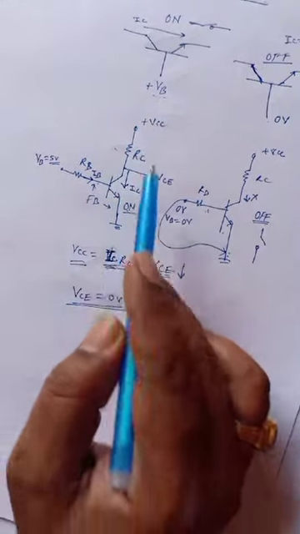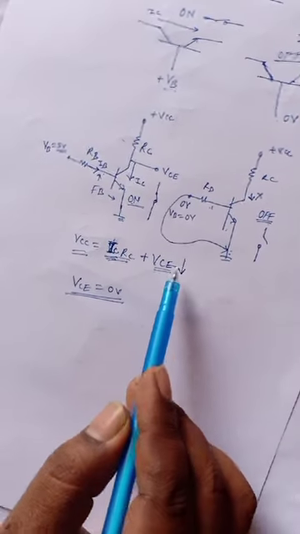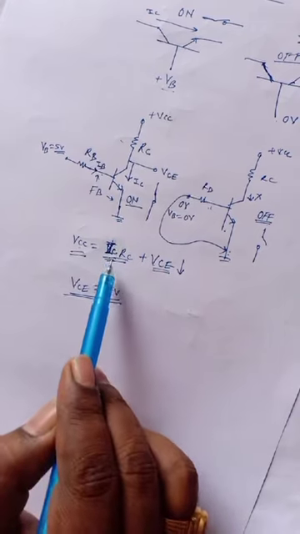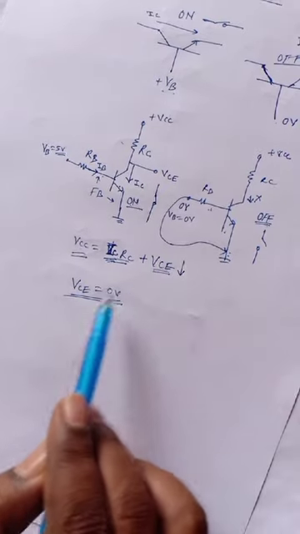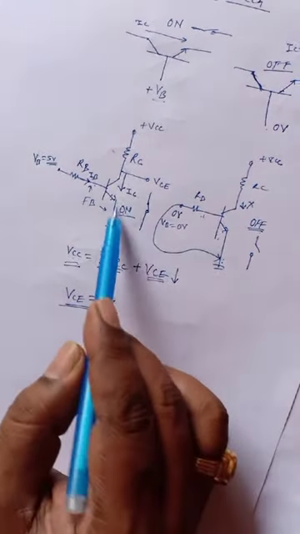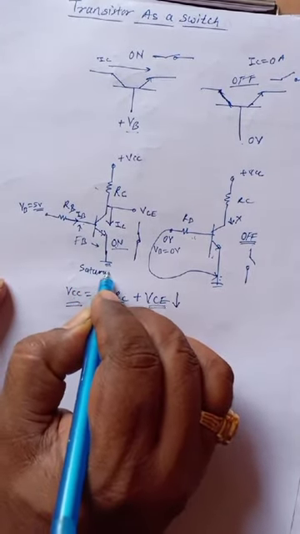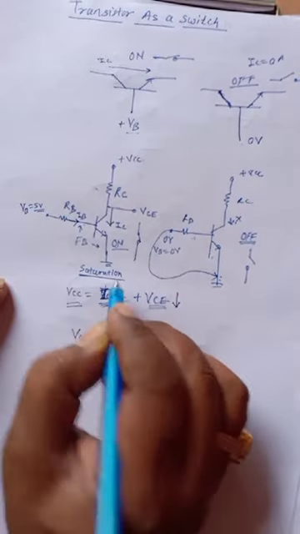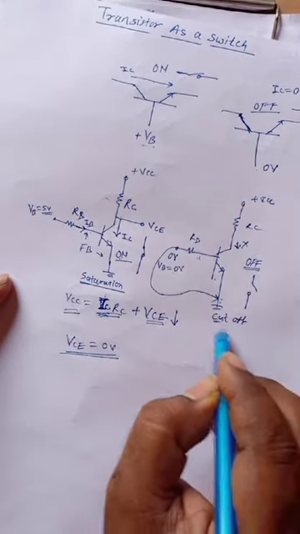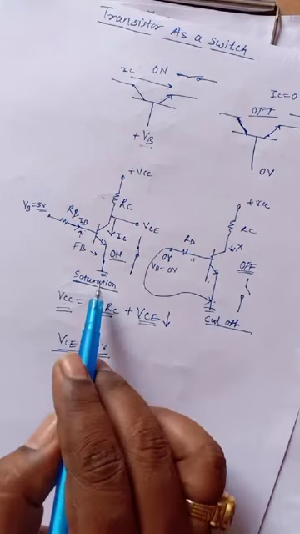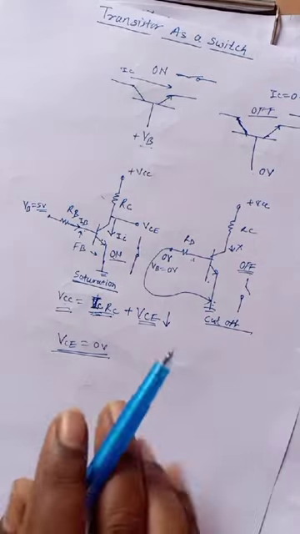VCC equals voltage across RC plus voltage across the transistor, so IC into RC plus VCE. As the transistor turns on, collector current is maximum, and as collector current is maximum, VCE drops. So VCE becomes nearly equal to 0 if the transistor is maximum on. Maximum on means what? It is saturation. And when the transistor is off, that means it is in cutoff state. When the transistor is in saturation, it acts like a closed switch. When it is in cutoff state, it acts like an open switch.